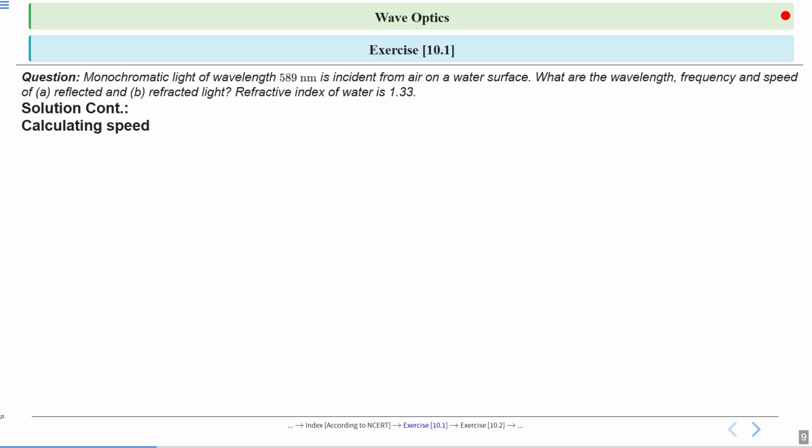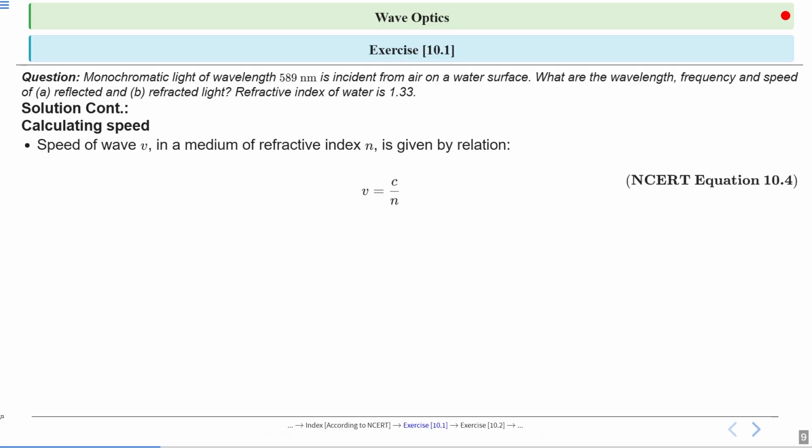Now calculating the speed of light in different media. This is crucial because the speed of light changes depending on the medium it travels through. The speed of a wave in a medium is determined by the refractive index, and the formula we will use is v equal to c upon n, according to NCERT equation 10.4. The equation tells us that the speed of light in a medium is inversely proportional to the refractive index. So as the refractive index increases, the speed of light decreases.